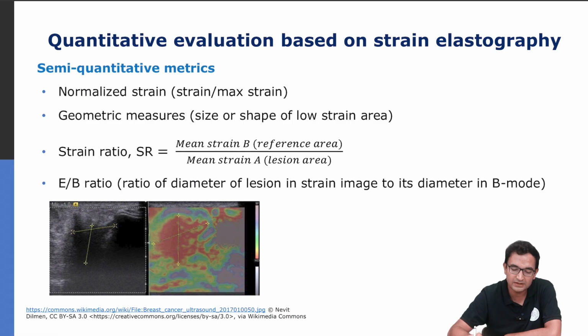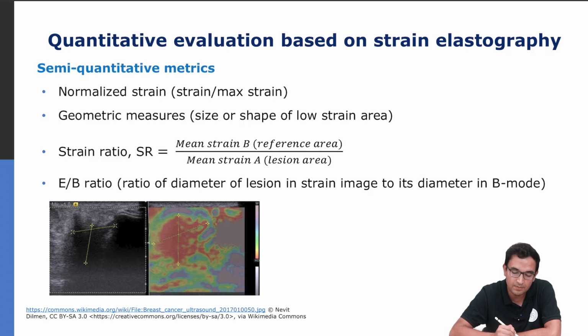Now, there are some metrics which people have developed. It is not truly quantitative, but there is something called normalized strain, which is the strain divided by the maximum amount of strain, to at least do a first order comparison across days or across techniques. And here there are other geometric measures, for example strain ratio, which is the mean strain in the region of interest in the reference area divided by the mean strain in the lesion area or the region of interest.